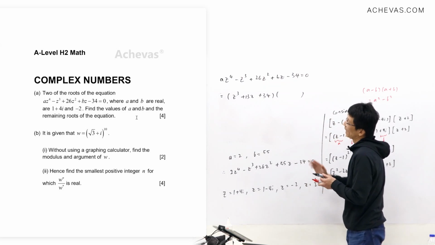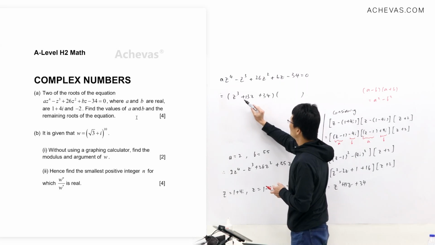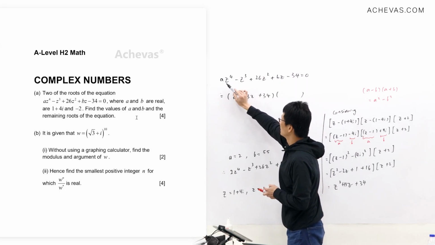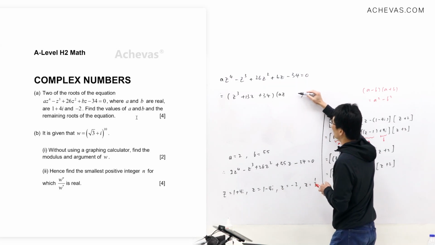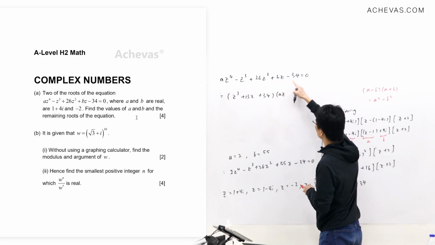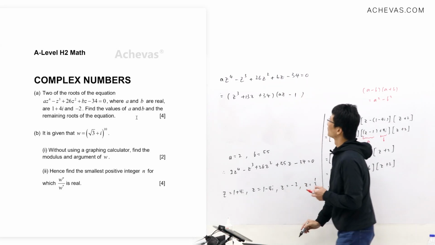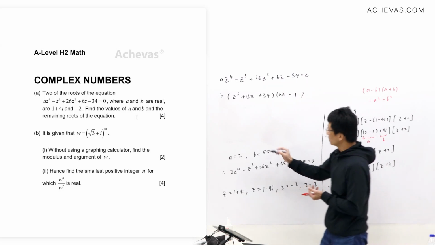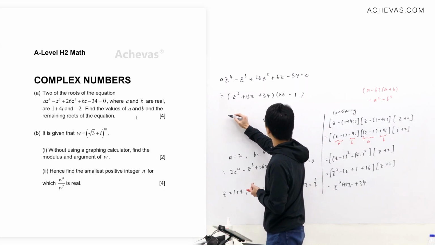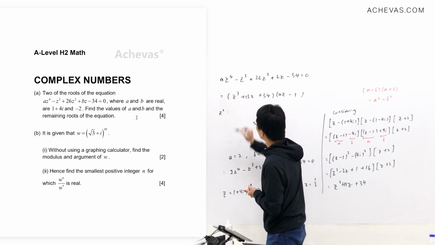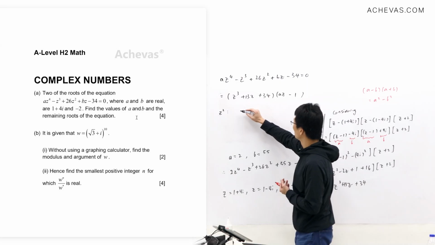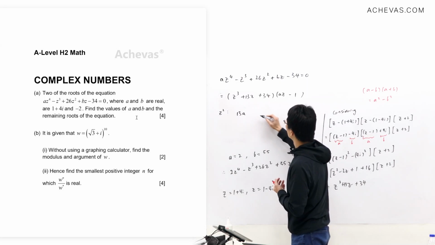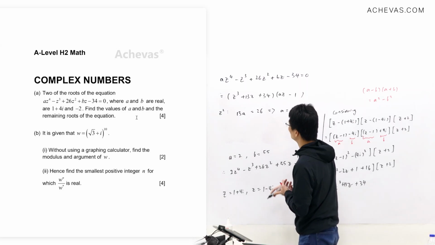So the last factor, by observation, we can see that since the coefficient of z to the power of 4 is a, so we can just put a z. And comparing with the constant term, we can see that it should be a minus 1 here. Then after that, what we can do is by equating coefficient of z square. By equating coefficient of z square, we can see that z square is given by 13a, which gives me 26. So from here, we will be able to solve that a equals 2.